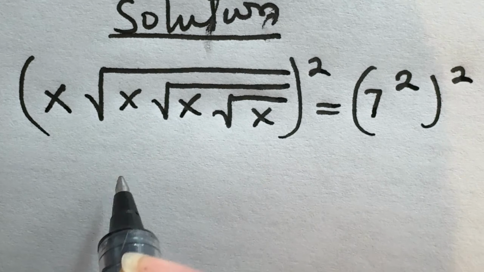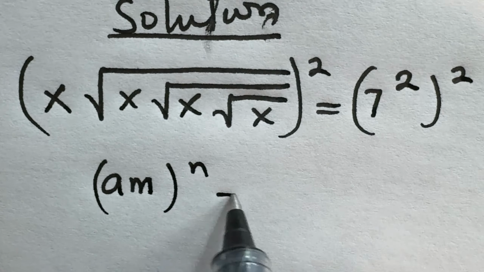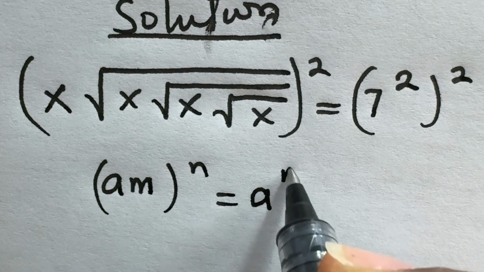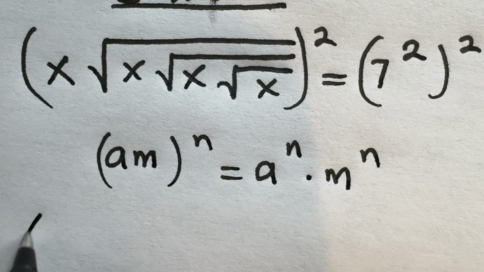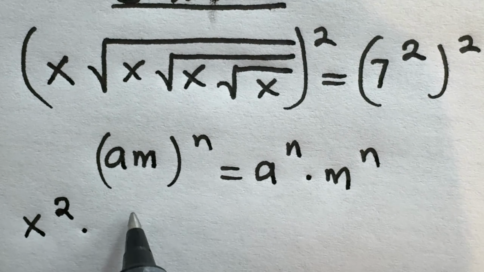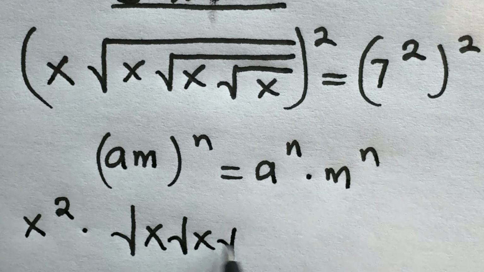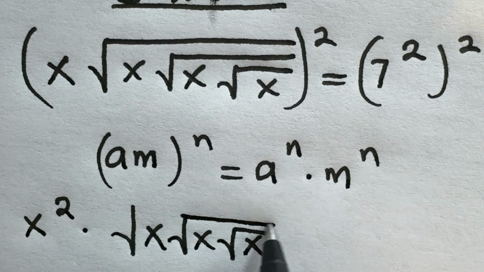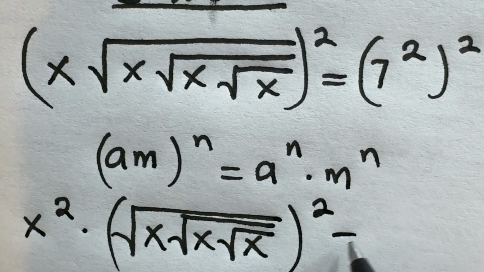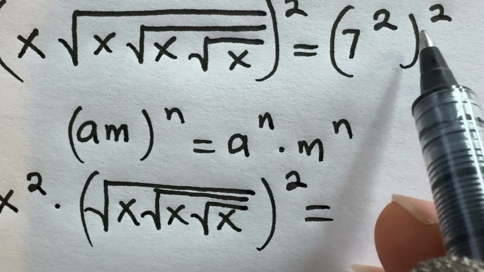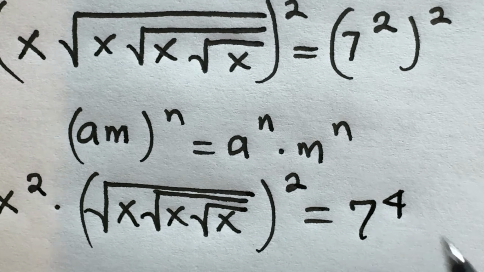To open this bracket here, we need to apply law of indices. Given a raised to a times m raised to power n, you can open this bracket as a raised to power n times m raised to power n. So this will give us x raised to power 2 times the whole of the radical raised to power 2 is equal to, now to open this right hand side, just multiply the powers. By law of indices, you're allowed to do that.